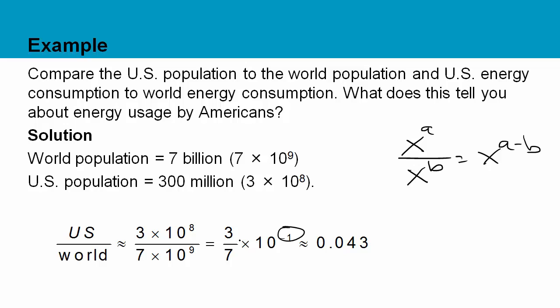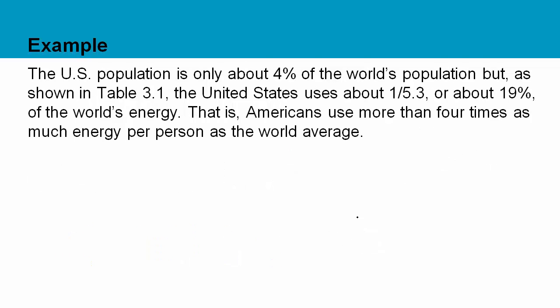If you do 3/7, you get a decimal, and then 10 to the minus 1 just means dividing by 10. The whole thing comes out to 0.043 or roughly 4%. So we make up about 4% of the world's population, but we make up about 19% of the world's energy, which means we're using a lot more energy than the rest of the world.